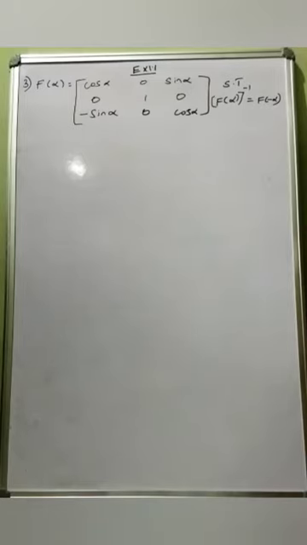Third question, exercise 1.1. F of alpha equals the 3 cross 3 matrix [cos alpha, 0, sin alpha; 0, 1, 0; -sin alpha, 0, cos alpha] is given. So we have to prove that F alpha whole inverse equals F of minus alpha. For that, first find F of minus alpha.